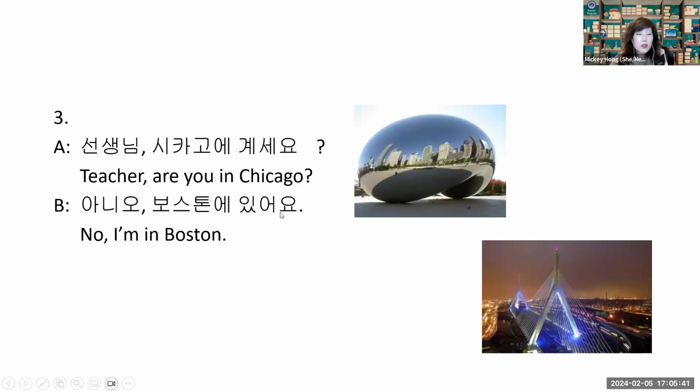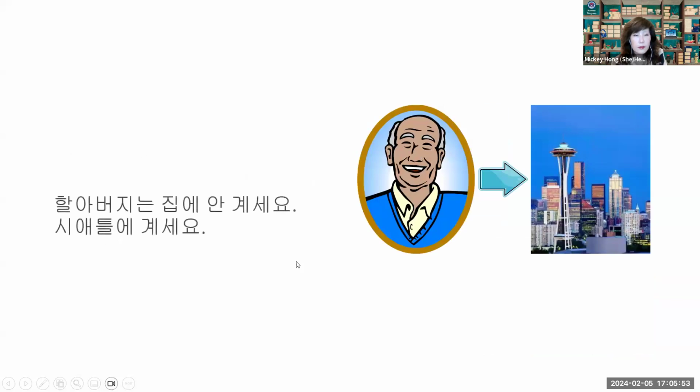And again, because the teacher is talking about him or herself, 있어요. One does not honorify oneself or anything inanimate. 할아버지는 집에 안 계세요. 시애틀에 계세요. So negative counterpart of 있다 is 없다. It's not 안 있다. There's no such thing. It's directly 없다. The negative, so you can say 없으세요 for somebody who's older, not having something.